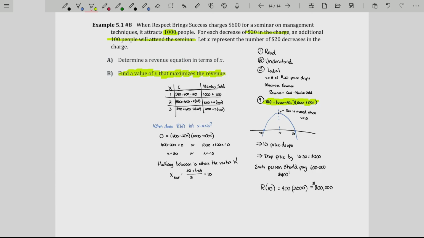maximize your revenue. All right, so that's it for determining maximum and minimum values of quadratic functions. And that also rounds out the topic of quadratic functions. So I hope that was okay.